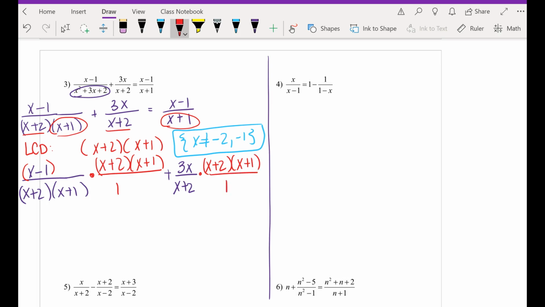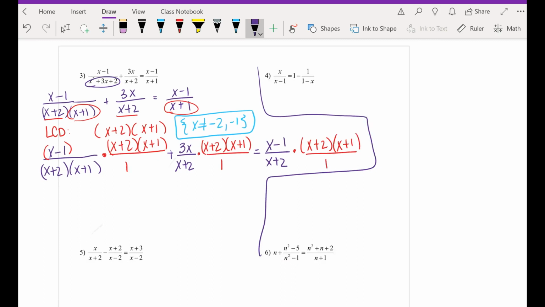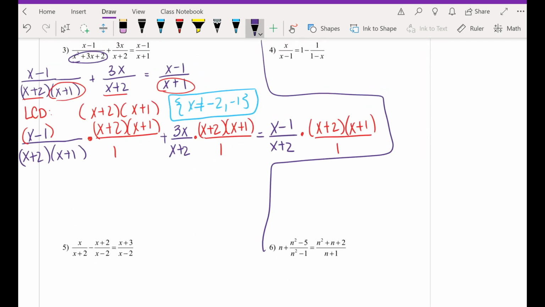And then equal to, let me just erase this line, equals x minus 1 all over x plus 2, then times our lowest common denominator of x plus 2 times x plus 1 all over 1. Okay, now I'm going to draw that line because I just wrote way too big. You can make it smaller if you want. So now this is the fun part. You get to cancel. X plus 2 is going to cancel out. X plus 1 is going to cancel out.